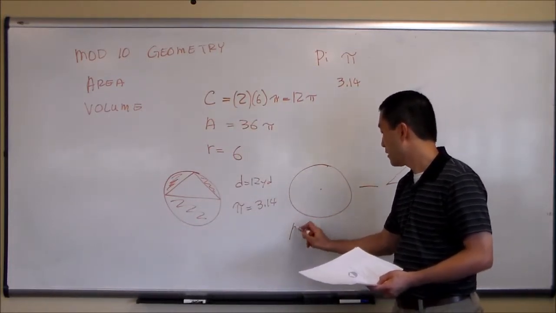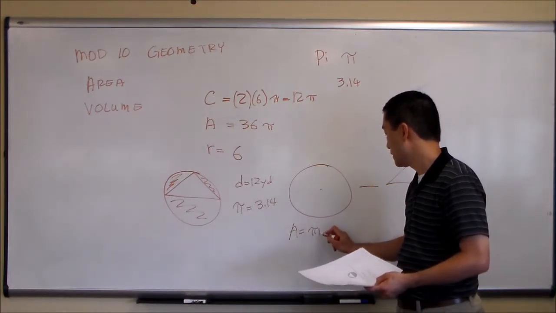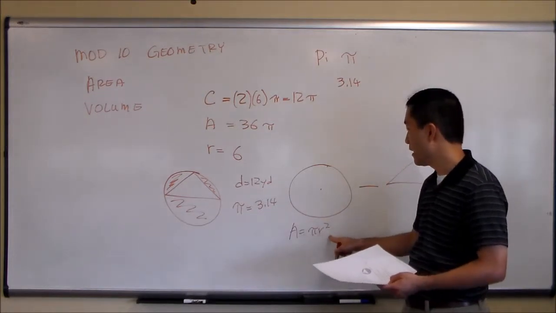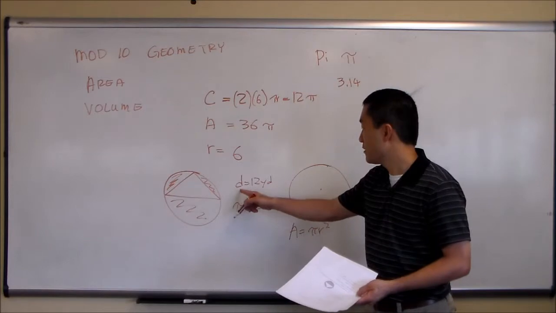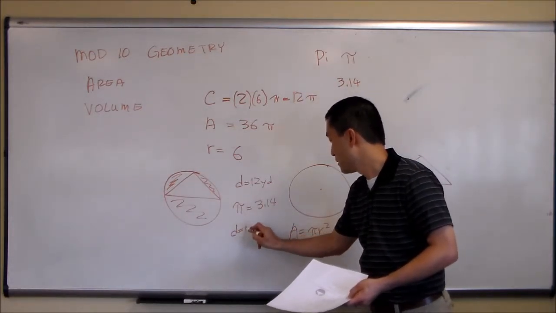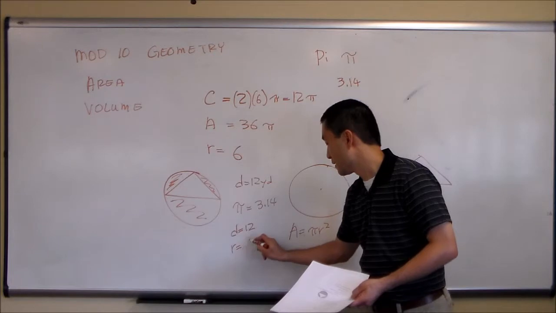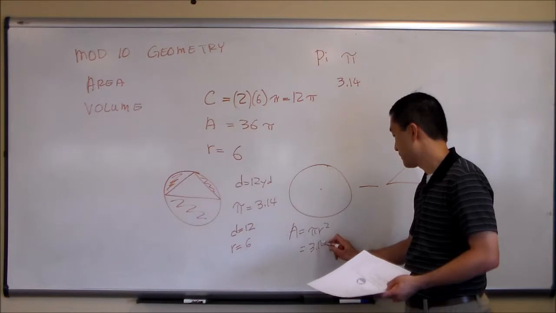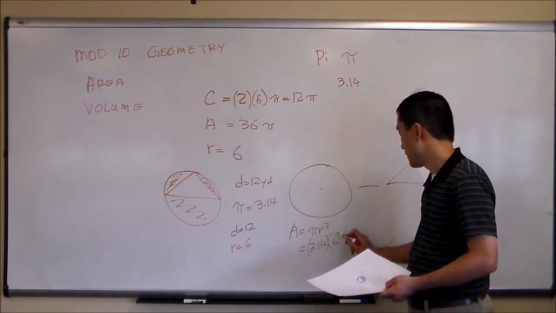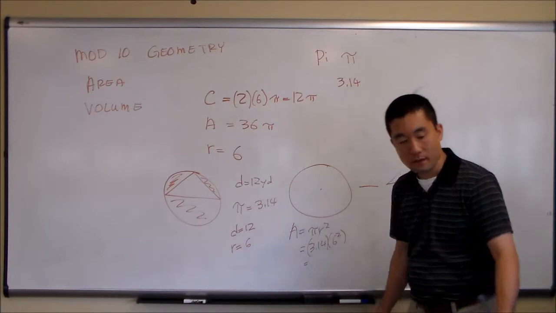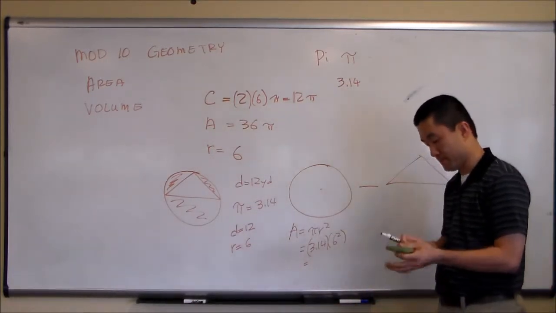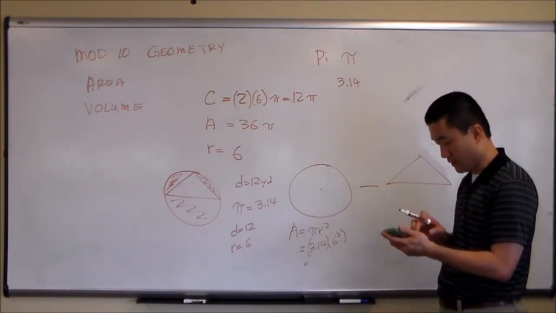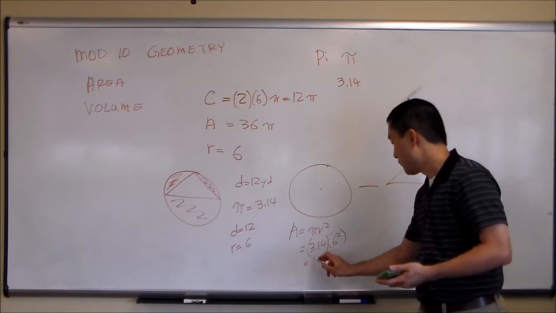So the area of the circle is pi r squared. We're going to use 3.14 for the pi. So what's the radius? Well, the diameter is 12. The radius is half of that. That should be 6. So my calculation would be 3.14 times 6 squared. If I type that into the calculator, 3.14 times 6 squared, you get 113.04.